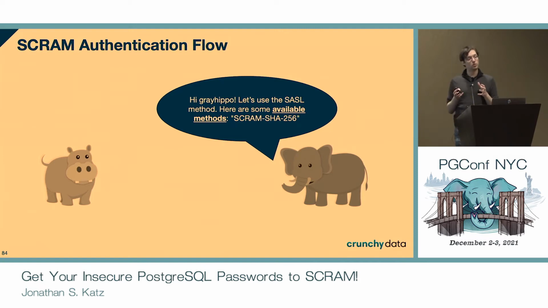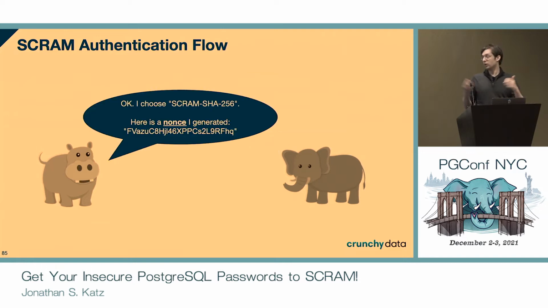Internally, Postgres refers to this as the SASL method. It says, here are some available methods you can choose: SCRAM SHA-256. If you enable channel binding, you might also have the option to do SCRAM SHA-256-PLUS. Again, we'll talk about channel binding in a little bit. But basically, the client has a choice in terms of which authentication method to choose. We only have one option here.